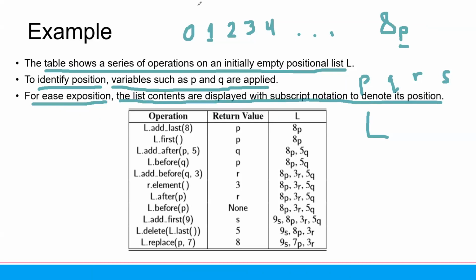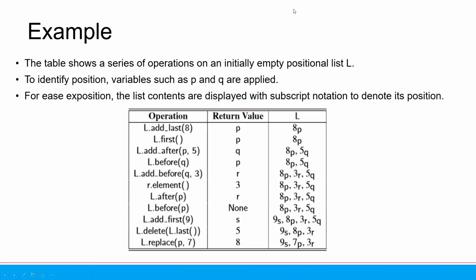So let's see the example. L.add_last(8). So I have the L, which is empty. Now I have the element 8 in the position P. So as I mentioned to you, I'm going to use P, Q, R, S. So I'm going to use the P at first.